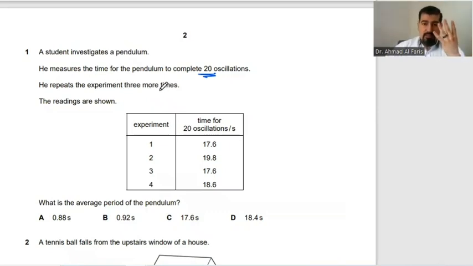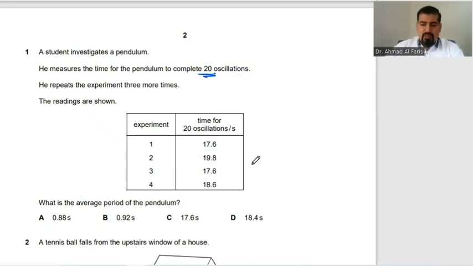So he did it once and he repeated another 3 more times. So he did it 4 times: 1, 2, 3, 4. The readings are shown: first experiment, second, third, fourth, and the readings, as you can see, they are close to each other. They are 17.6, 19.8, 17.6, 18.6. Okay, so there is no anomaly here. What is the average period of the pendulum?